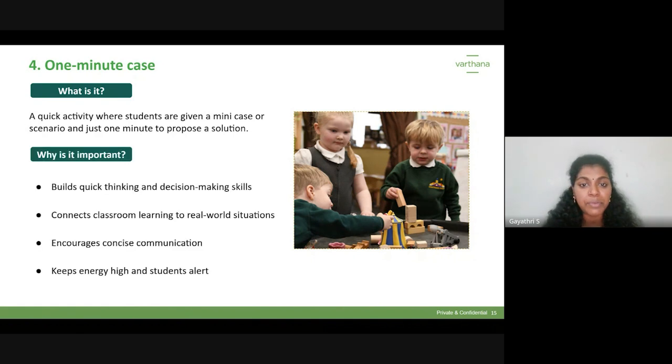So how is this going to benefit? Here, it will trigger their quick thinking and decision making skills, right? And also here, their classroom learning is connected to real world situations, which matters a lot, and they learn how to communicate precisely and concisely. And this will always keep them in high energy and very alert, right? Because it's 1 minute, they have to come up with a solution. So they are on very high alert throughout this entire activity.